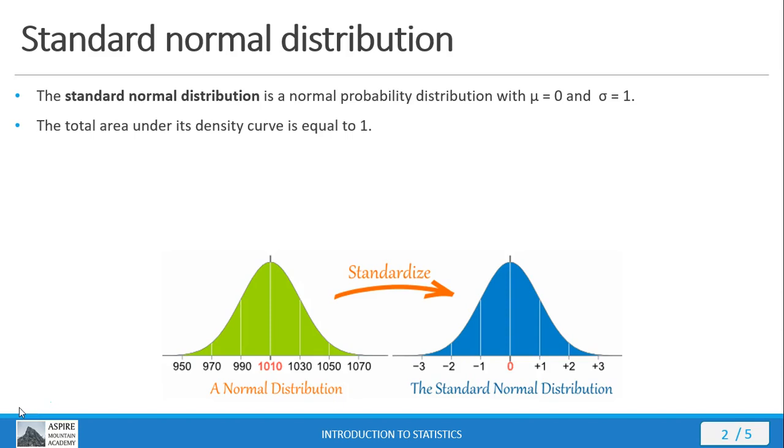Now, the total area underneath the density curve is equal to 1. And it wouldn't be a density curve if that weren't true. So, yes, we have a continuous probability distribution here with that area underneath the density curve equal to 1.